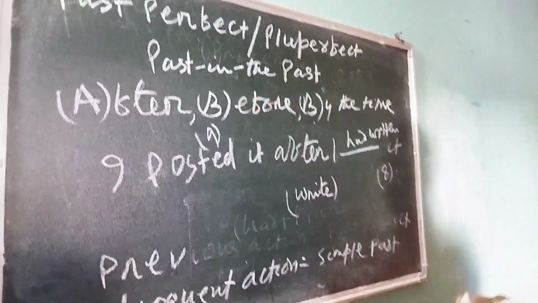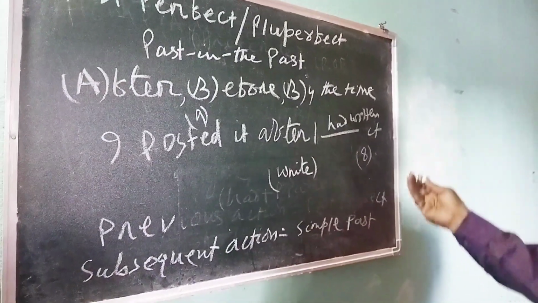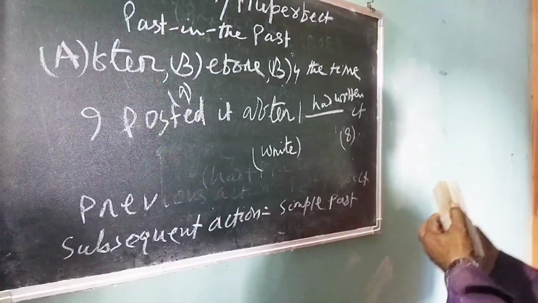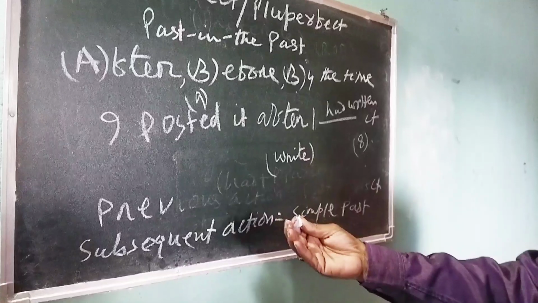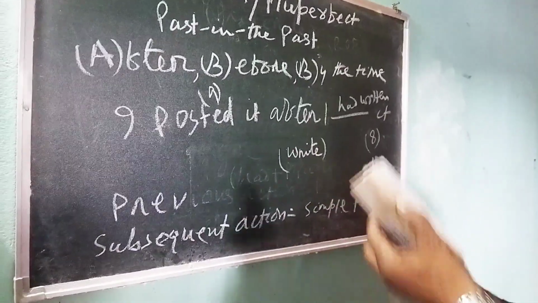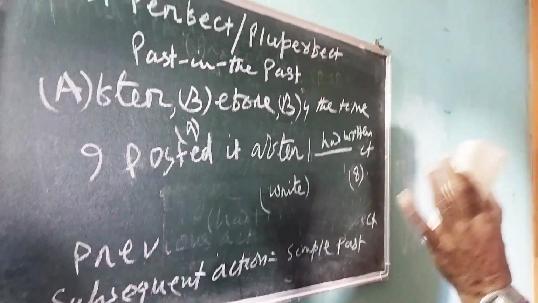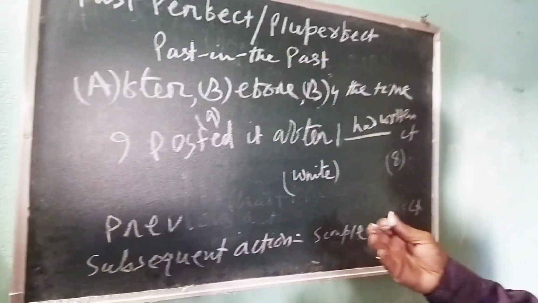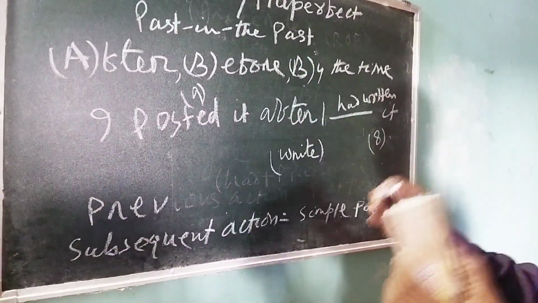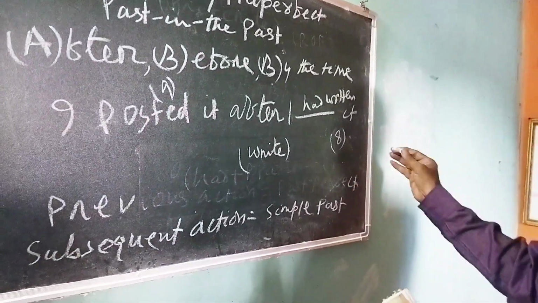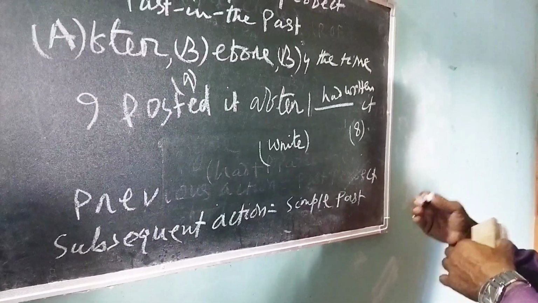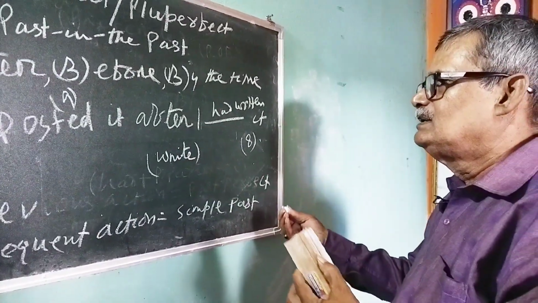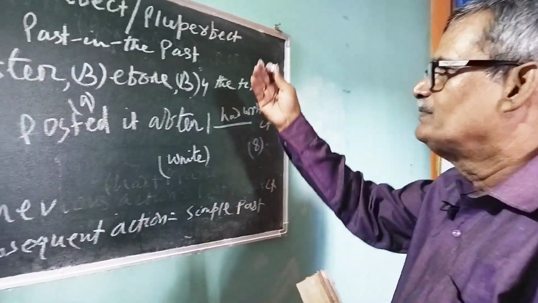If we combine it with after, it will be: I posted it after I had written. If I use before: I had written the letter before I posted it. Another question may be by the time. By the time Gandhi died: Gandhi died in the year 1948. India got independence in 1947. So by the time Gandhi died, India dash her freedom. Dash her freedom, that is your previous action. So India had got her freedom by the time Gandhi died.